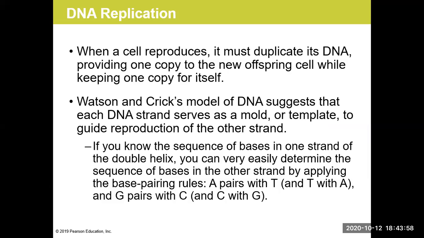Watson and Crick's DNA model shows that whenever a cell is reproducing, a cell has to divide. The DNA would serve as a template. Each strand of DNA would serve as a mold and it would guide the reproduction of the other strand. And how would the other strand reproduce? By following the base pairing rule.